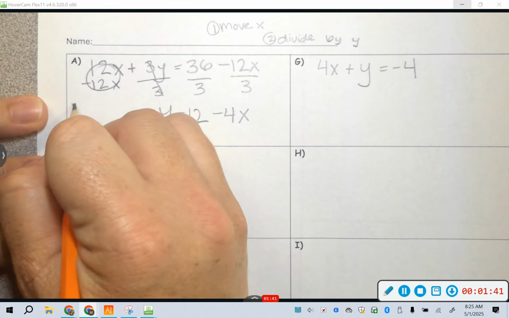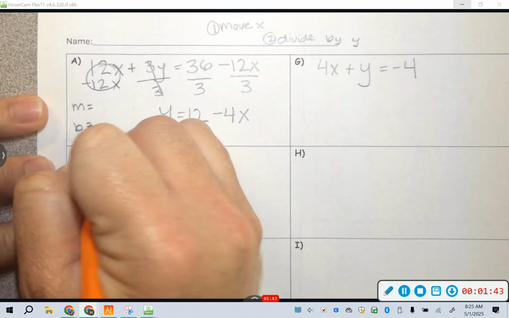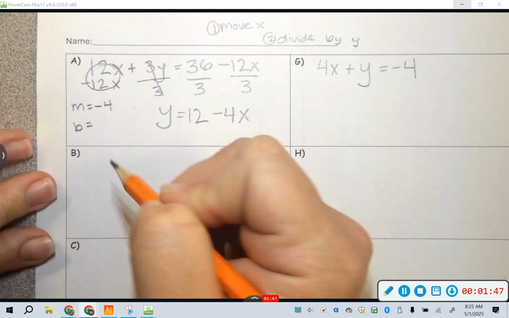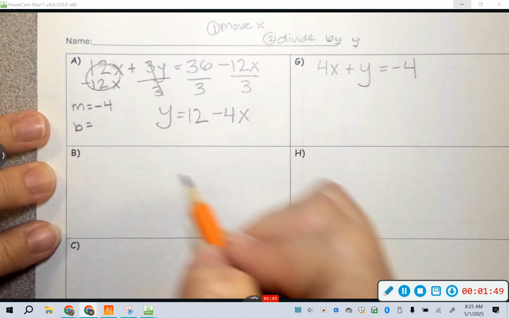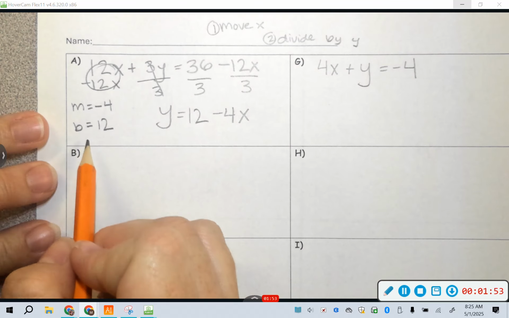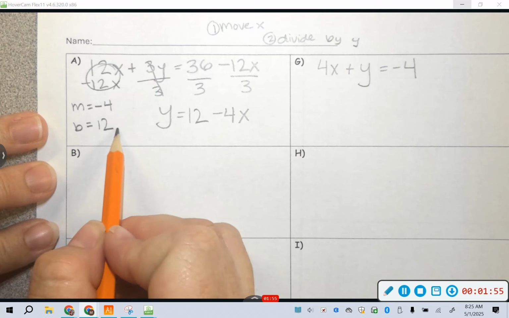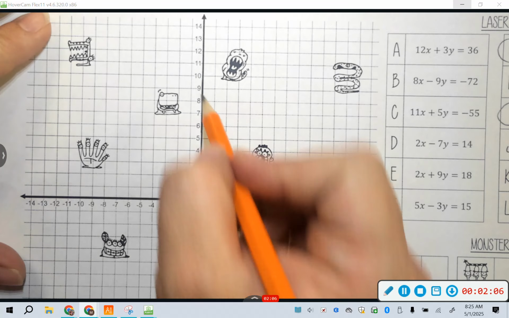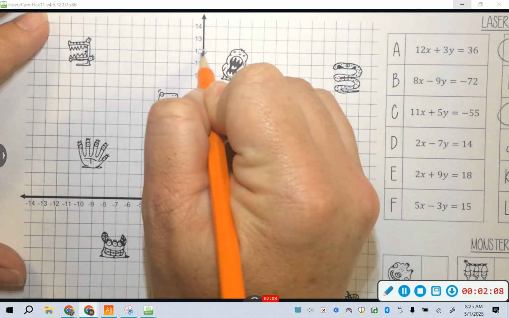Now we can identify our m and our b. So what's my m? Negative 4. Negative 4. Remember, m is whatever is touching your x. And then what's my b? 12. 12. So I don't know if y'all remember, but I would tell y'all to begin with b, and then m is your move. So we begin at 12. That's our y-intercept. So we're going to flip to our graph. And we're going to go to our y-intercept of 12 and put a point.